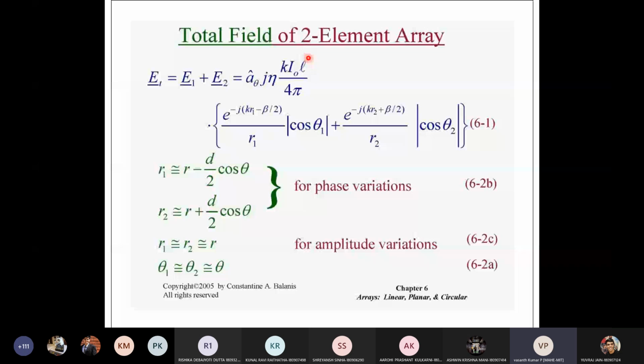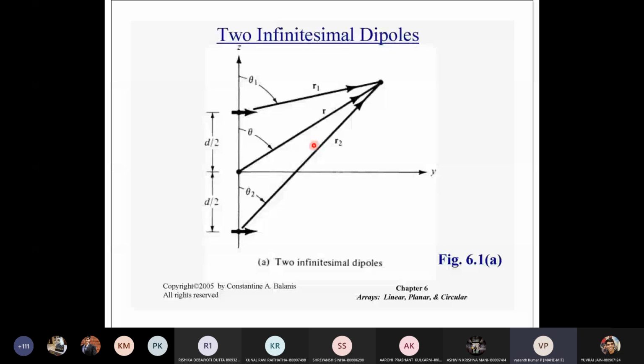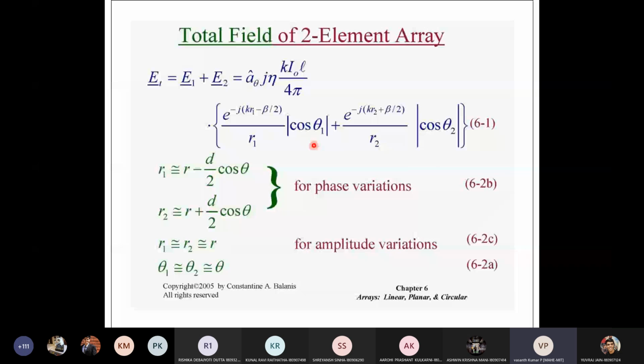Now here, since it is placed horizontally, this becomes cos theta 1 and cos theta 2. Do you understand? What is theta 1? You see the previous slide. See, this is theta 1. So why has it become cos theta 1? Cos theta 1 is in place of sin theta. Have you understood this? Yes, sir.